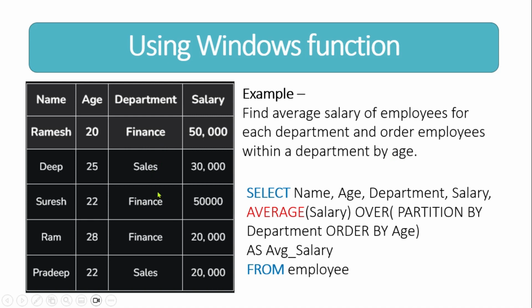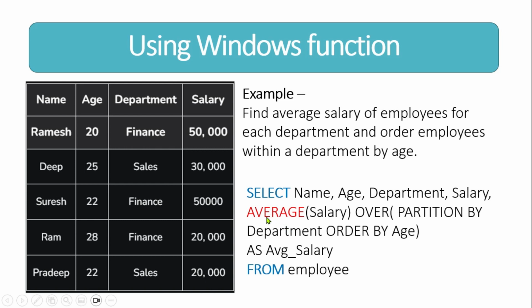It will create two windows, one for finance and second for sales. Once it creates the two windows using the partition, then in finance it will order the employees by their age in ascending order. So the query will be like this: SELECT name, age, department, salary.